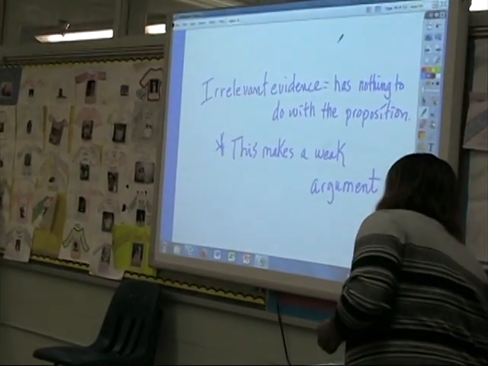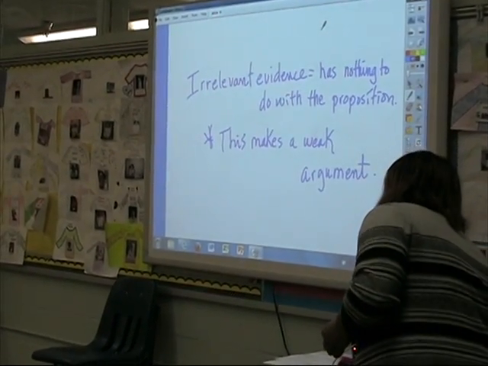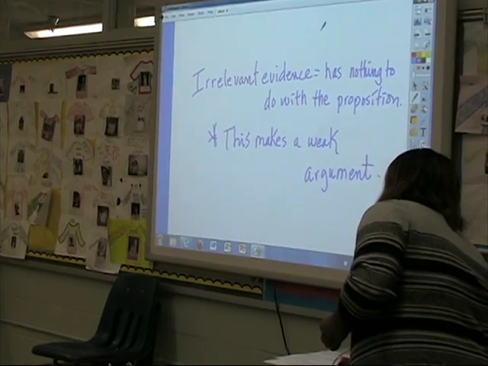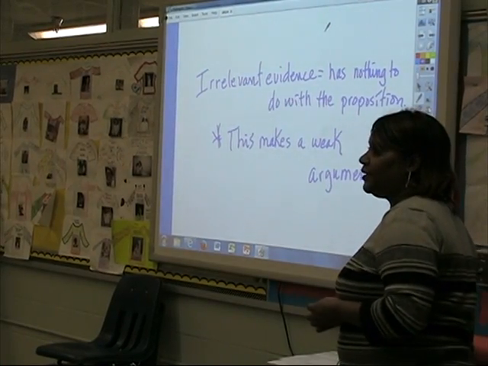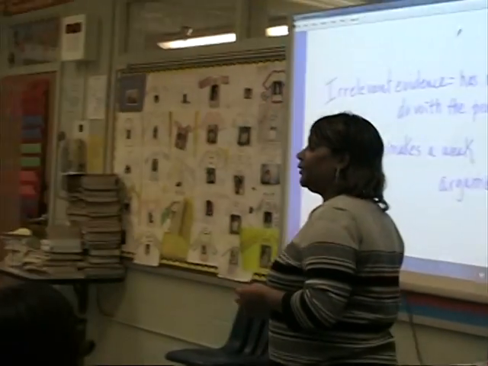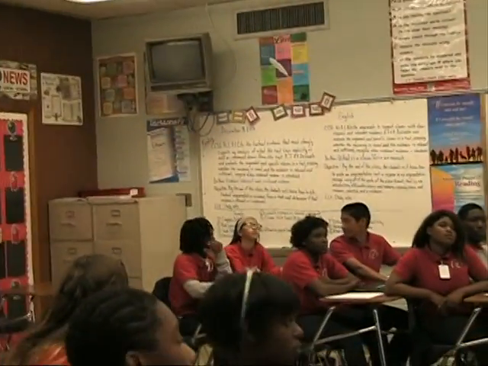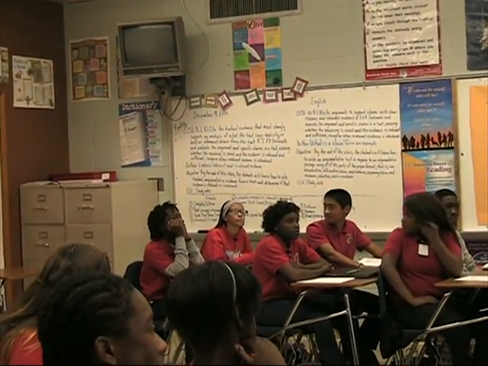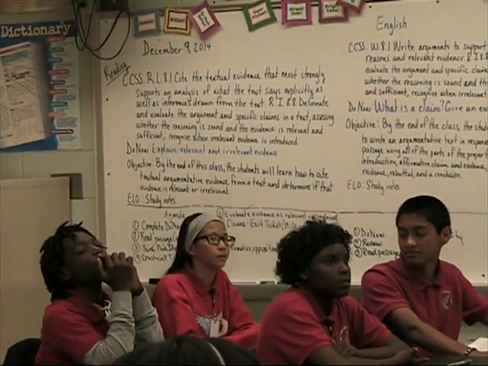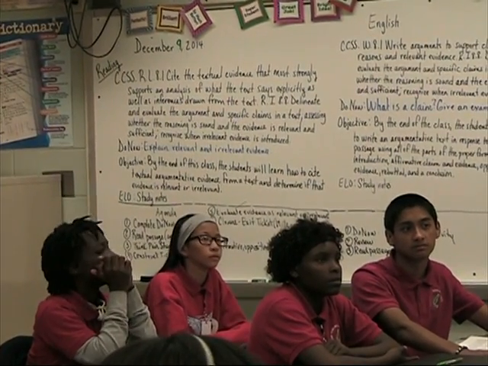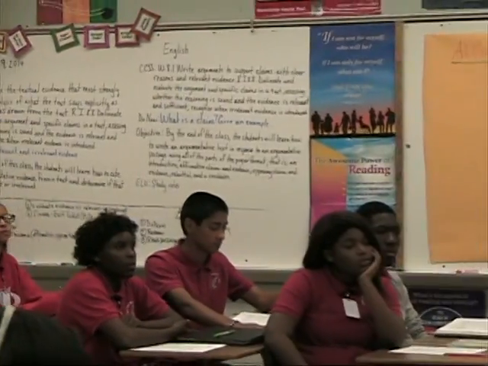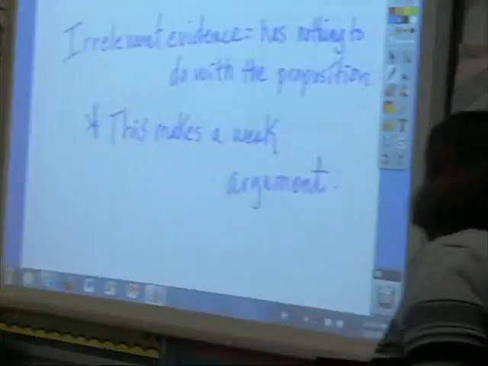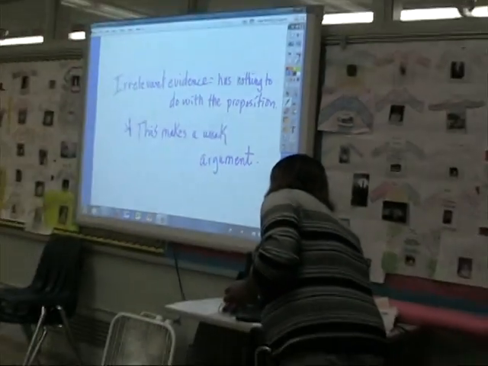Irrelevant evidence has nothing to do with the proposition. And why would we not want irrelevant evidence? Kaylee, why would you not want irrelevant evidence as part of your argument? It would be off topic and it would present what type of argument? A weak argument. And we know strong evidence wins cases. All right, let's see. Is there anything else?